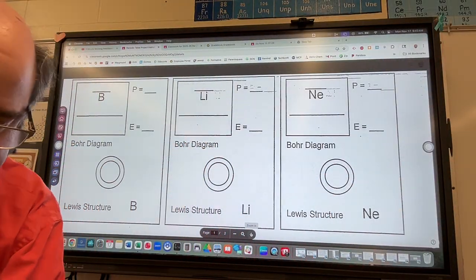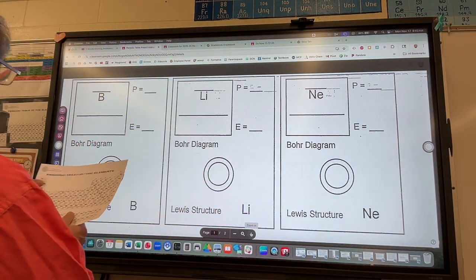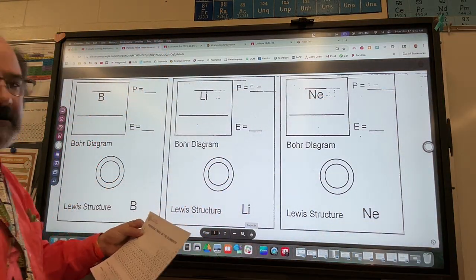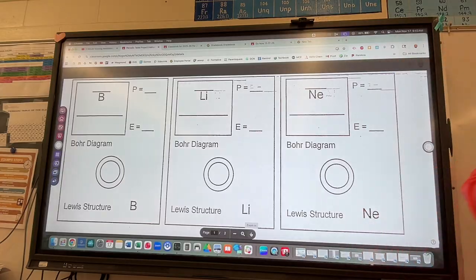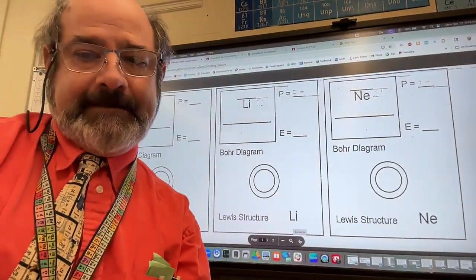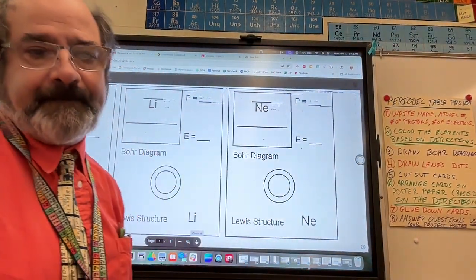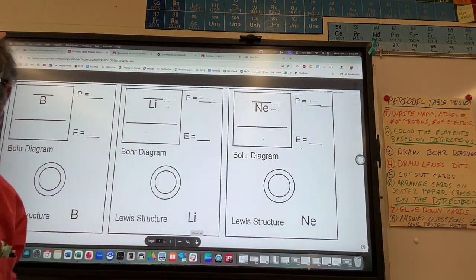So the first thing you do is you get out your periodic table. Nice to have that. And let's see, what did we say our activities are? I should have it up here. There we go. So you can see. Okay, so first thing we do is we need to write the name and atomic number.